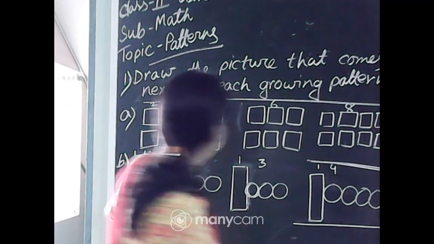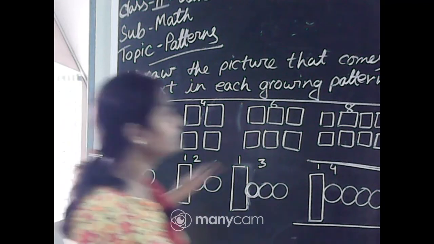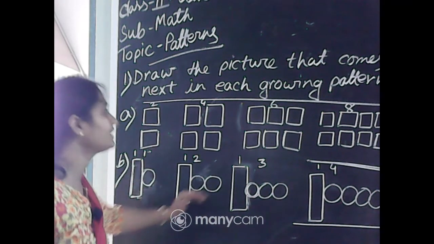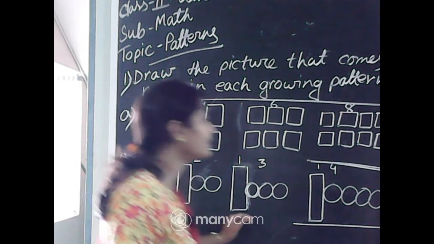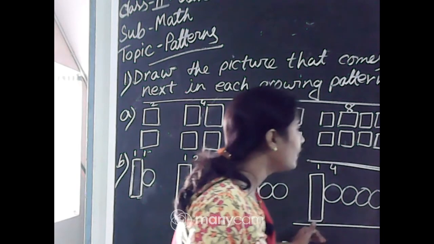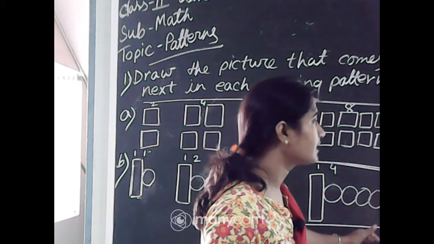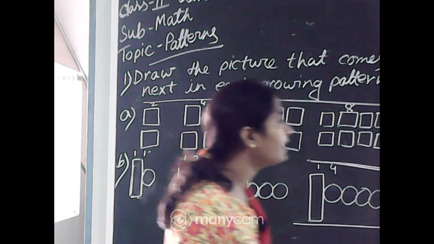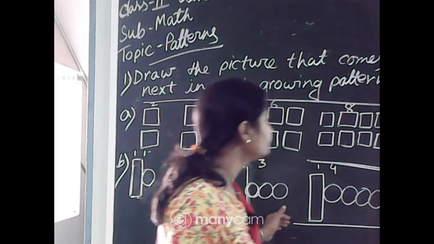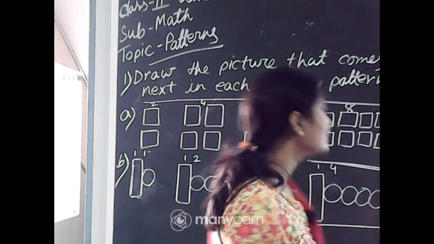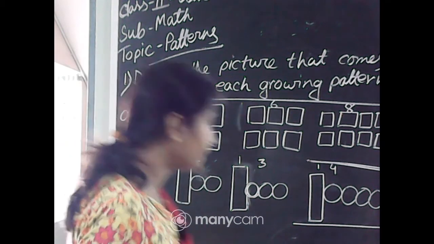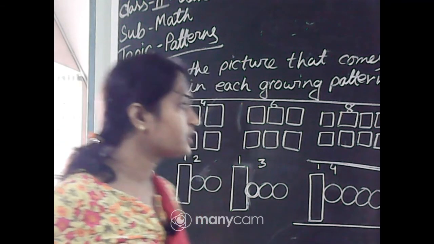Yes. One rectangle. Good. Very good, all of you. One rectangle, one circle, one rectangle, two circle, one rectangle, three circle, and the next will be one rectangle, four circle. In a one gap, show one. If another gap will be there, then you will do one rectangle, five circle, because it is growing patterns. Okay, growing patterns.